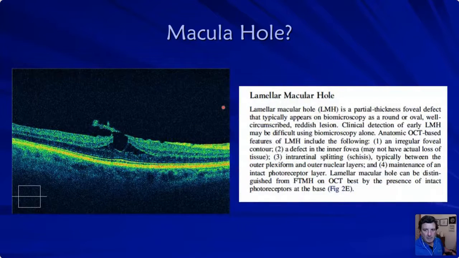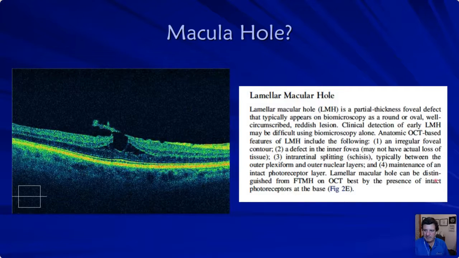This is now a lamellar hole. This is basically the inner retina, which is right here, and the outer retina, which has that loose adhesion. It's being pulled up. It's a little tug of war, and you're starting to get a little separation. And as you read through here, you're getting this irregular foveal contour. See, the foveal contour is becoming irregular, with a deflected inner fovea and intraretinal splitting, or the schisis. You can kind of see how this is starting to split. This is the schisis that's starting to occur.